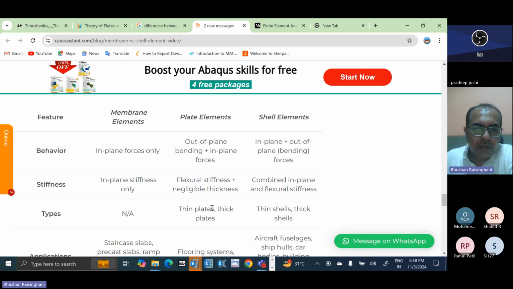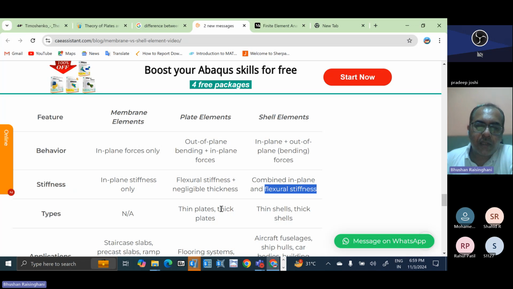So there are thin plates and thick plates. Types are there. Membrane has no types. So in plane is there. Out of plane bending forces are there. So in plane forces, out of plane bending. So it is a combination of the two. Considering the flexural stiffness, when you are taking the shell element, the flexural stiffness comes into picture. Otherwise, it does not come into picture. So if you want the slab as an element which has some stiffness out of plane, you have to model it as a shell element along with the shear consideration.